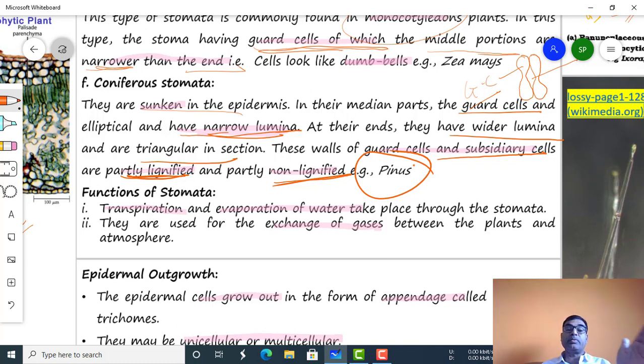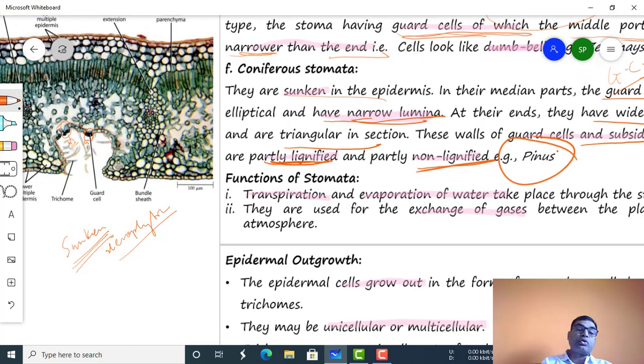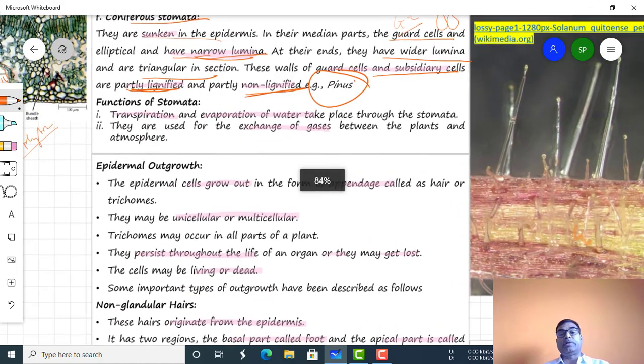Very simple thing about the coniferous or sunken type of stomata: they are present in xerophytic plants. They form a cavity, and the stomata or guard cells are present very deeply, generally hidden. These structures are guarded by hairs or scales. Reducing the rate of transpiration, or minimizing the loss of water from the leaf, is the main function played by the coniferous kind of stomata.